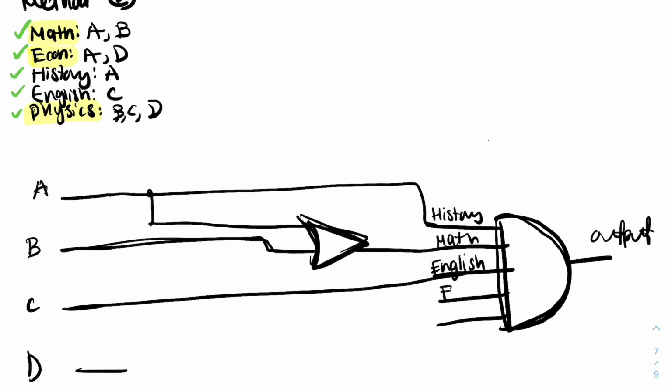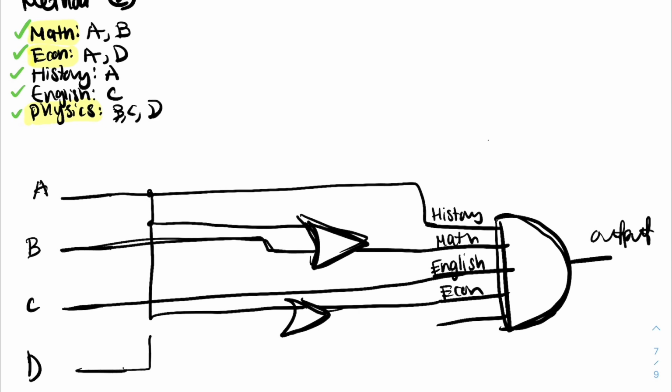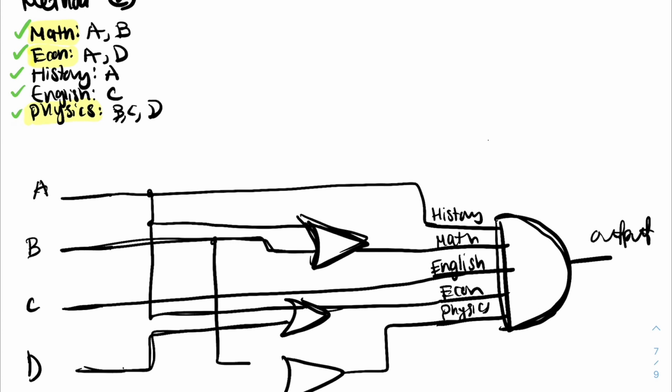Same logic here for econ and physics. With econ, exactly the same thing. I will OR the 2 students who are good at it. So that's going to be A and D. And the exact same logic again will hold for physics, and that will actually be 3 students here. So I'll draw a 3 input OR gate with inputs from B, C, and D. And that's it. That's another logically equivalent circuit.